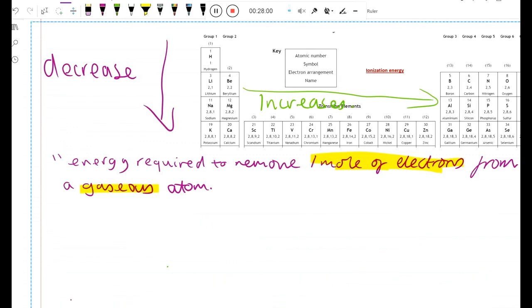The other thing that you could be asked about when you're looking at ionisation energies is to compare the energies between a first ionisation energy and a second ionisation energy. So I'm going to go back to lithium to explain why that is. Actually, I'll use sodium. So if we look at sodium, it has the electron arrangement 2, 8, 1.